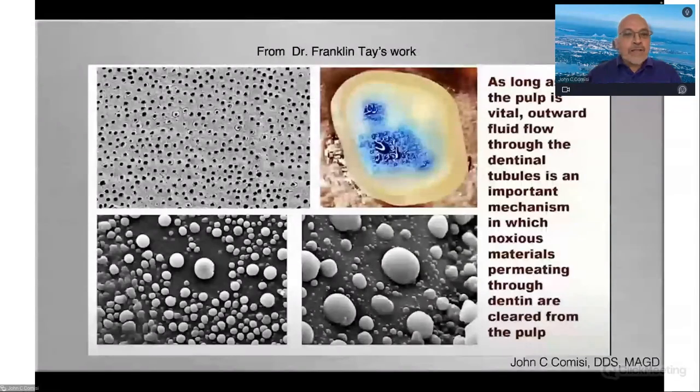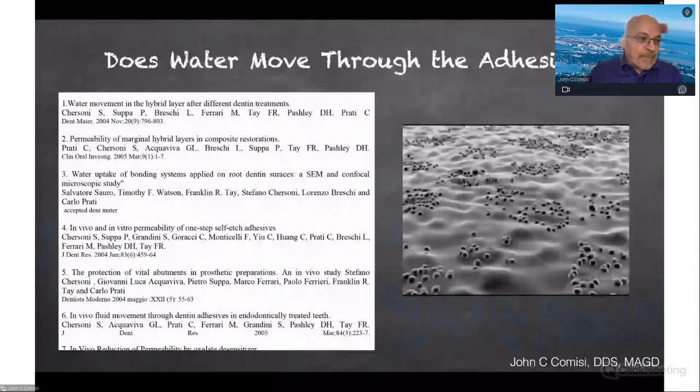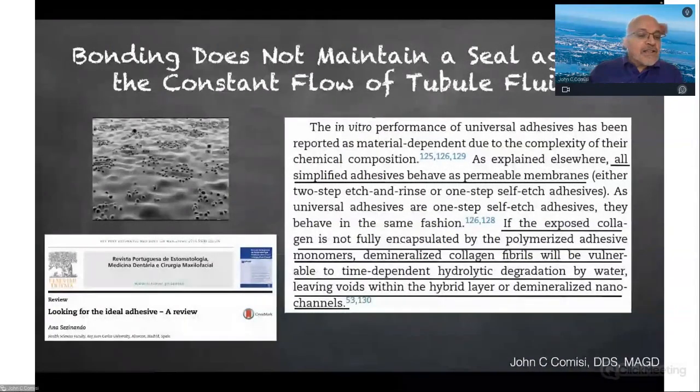And as Dr. Tay showed us in the last presentation, there is this constant flow of fluid through the dental tubules that is also important to reduce and remove the noxious materials from that attack of the caries bacteria, and also to try to keep things from getting into the pulp chamber region. But unfortunately, it becomes a problem in that it affects our bonding process, because the water, the moisture, can move through the adhesives. There have been many, many articles on this process. And even though our bonding agents are supposed to be hydrophobic, over the course of time we see that they do become hydrophilic. This great article by Ana Cesendaro, a good friend of mine from Portugal, shows that all simplified adhesives will behave as a permeable membrane.